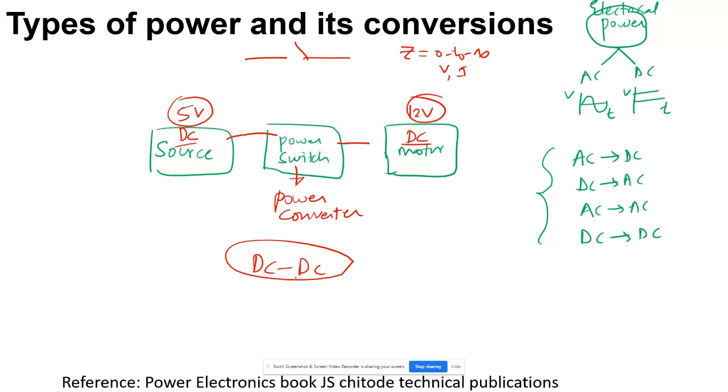And maybe what if the motor is not a DC motor, let's say it's an AC motor. So here you look at the source is DC, but the motor is AC. So you need to convert the DC to AC. So there is a need for the conversion from DC to AC. That's why I said DC to AC, AC to DC, AC to AC, DC to DC. Similarly, you can make your examples with various different types of sources. This is just for understanding purposes.